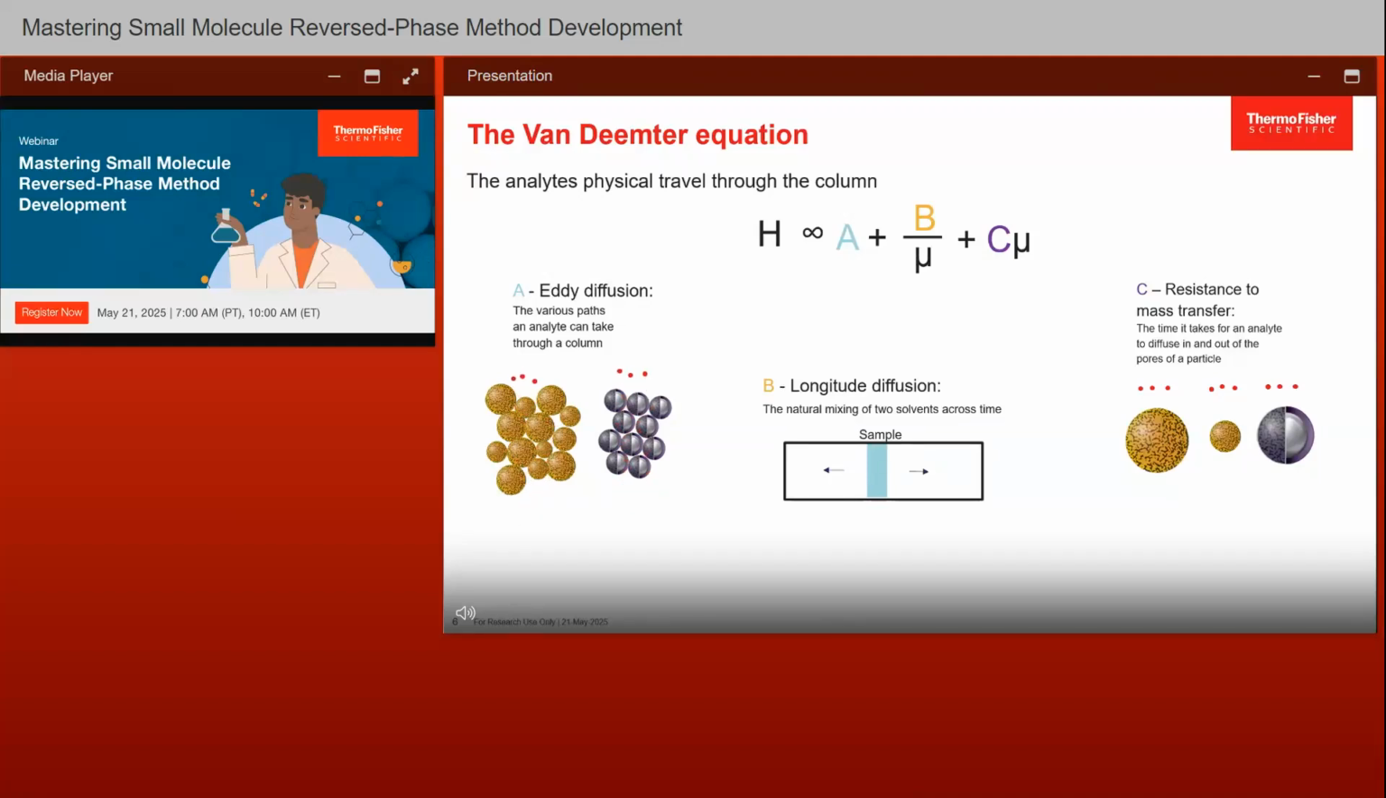the overall column efficiency. If we start with the first factor, the A term, it is known as the eddy diffusion, which is the route the molecule will take as it travels throughout the column, as shown here in this animation. This term is affected by the non-uniform flow of the molecules as they travel throughout the column. The A term is minimized by using a well-packed column with uniform particle size and size distribution. And that is one of the key parameters that we focus on when we manufacture our particles, by having a tighter particle size distribution to improve the flow uniformity throughout the column with well-packed columns.